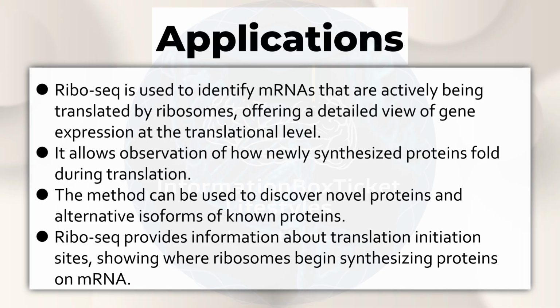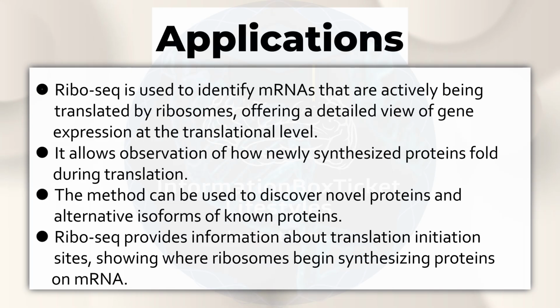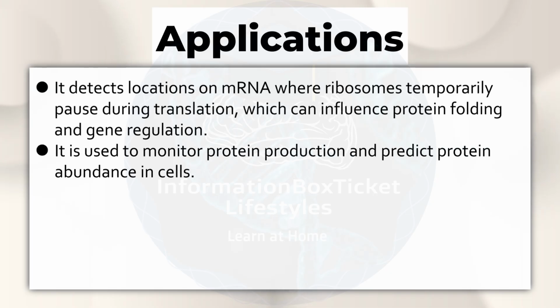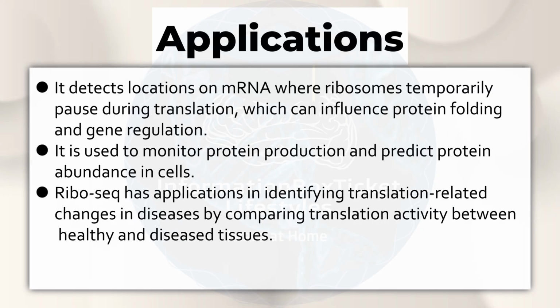Ribosome sequencing provides information about translation initiation sites, showing where ribosomes begin synthesizing proteins on mRNA. It detects locations on mRNA where ribosomes temporarily pause during translation, which can influence protein folding and gene regulation. It is used to monitor protein production and predict protein abundance in cells. Ribosome sequencing has applications in identifying translation-related changes in diseases by comparing translation activity between healthy and diseased tissues.